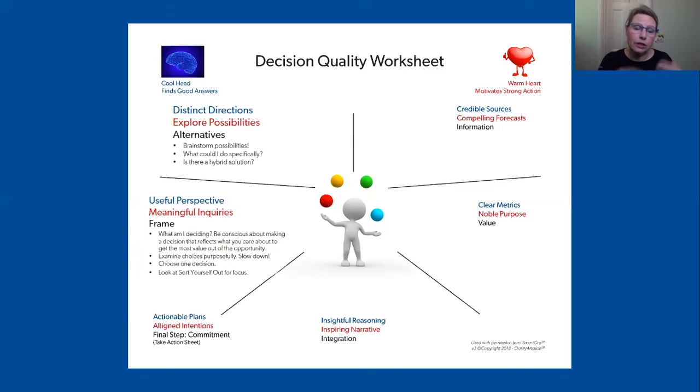The next is alternatives. So we have distinct directions, exploring possibilities. An interesting aspect of alternatives is that this is mind opening up, thinking about different ways of considering alternatives. But also, a lot of times we get trapped in either-or thinking and don't take time to go, wait, if I take this little bit from this one and this from this and this other part from here, I could make a hybrid solution that would be really amazing, and get me actually more of what I want.